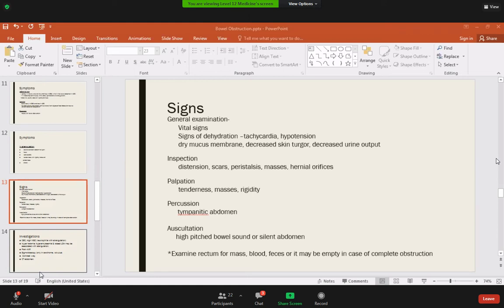On palpation, check for tenderness, check for masses, and check for rigidity. Rigidity is involuntary guarding. So if there is involuntary guarding, think about strangulation or perforation. On percussion, as the gut is distended and full of gases, the abdomen is usually tympanic. On auscultation, initially we have high-pitched bowel sounds or tinkling sounds, and later on it is a silent abdomen.